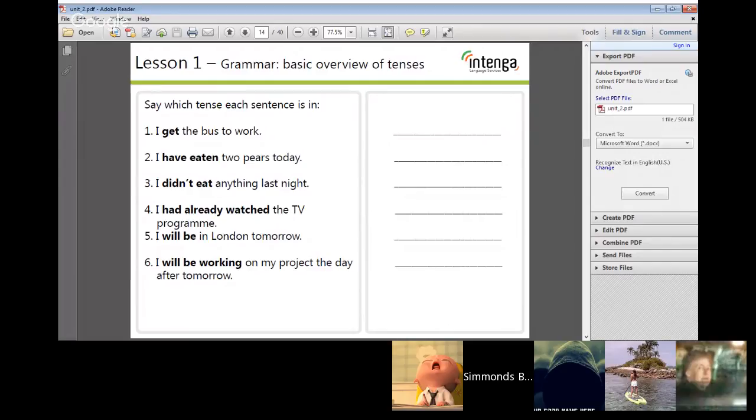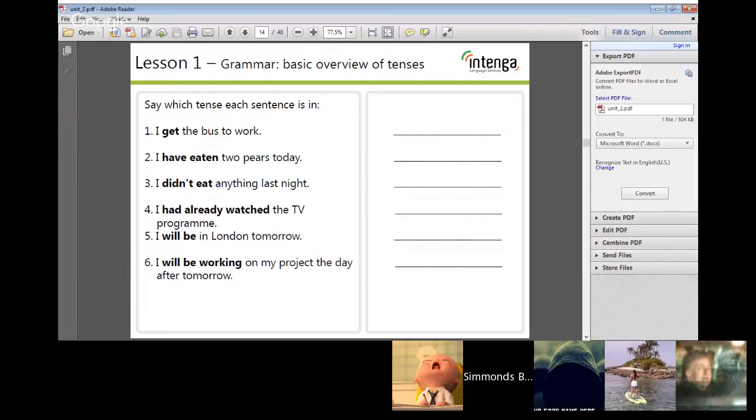Okay, so I have eaten 2 pears today. Since today began, so we're talking about a duration of time, and that's the other meaning for the present perfect. We're not specifying, oh, I ate a pear today at 8 o'clock, and then at 9 o'clock again, I ate another one. We're just saying in general during today only.